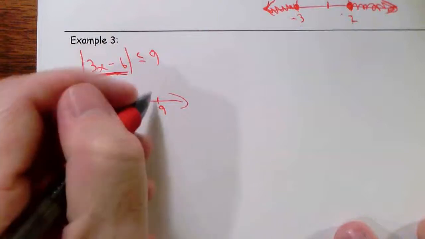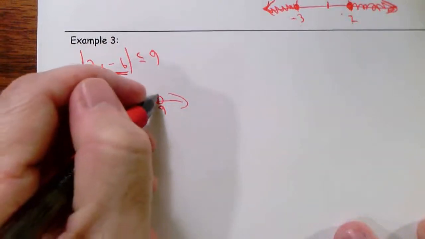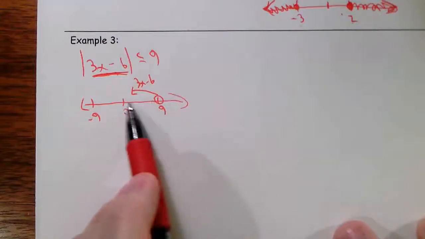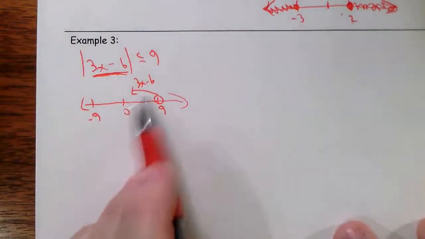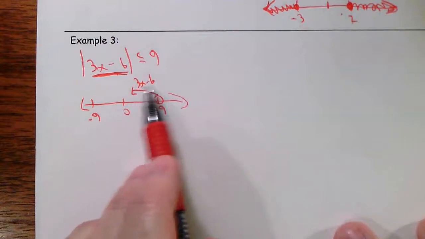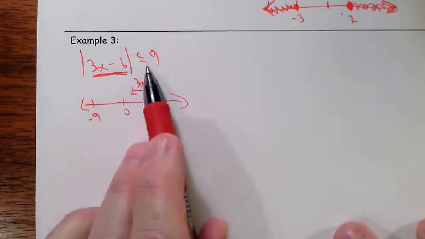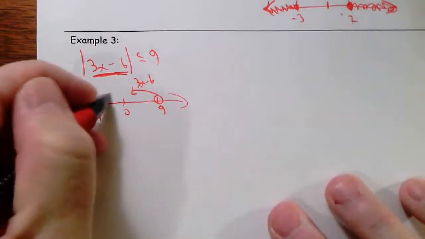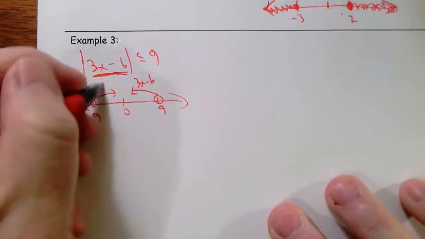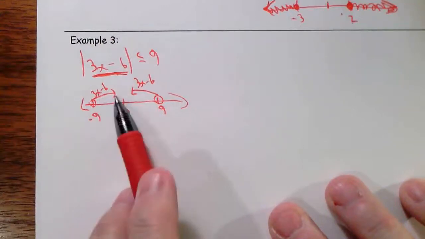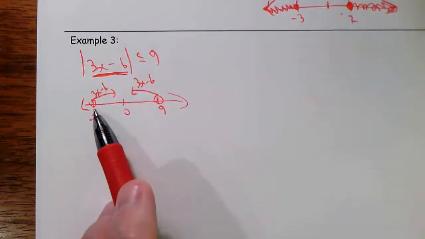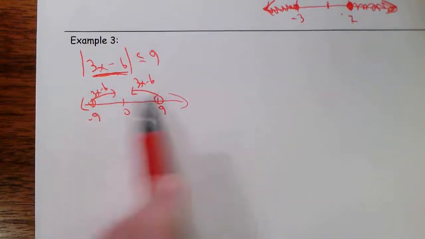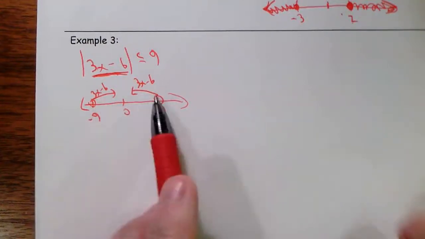So from the 9, it has to be in here. These are the values less than the 9 that make this true. These numbers have to be less than or equal to 9 spots from 0, and they have to be less than or equal to 9 spots from 0 on the other side. So these are the numbers, the ones that are to the right of the negative 9. And again, both of these allow you to set up an inequality.